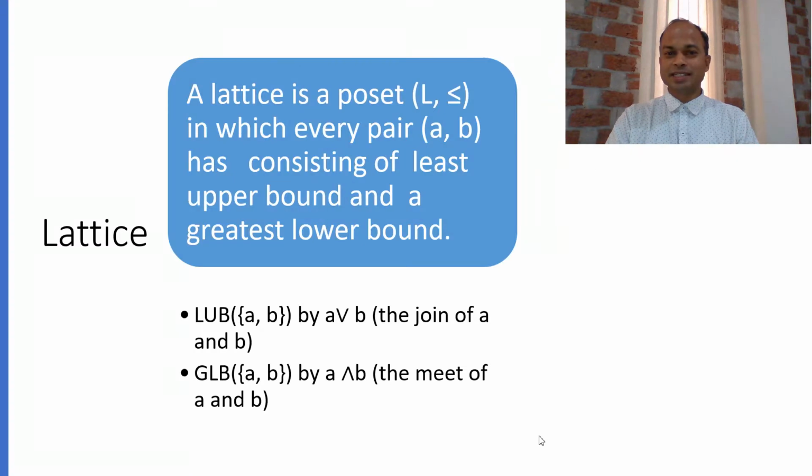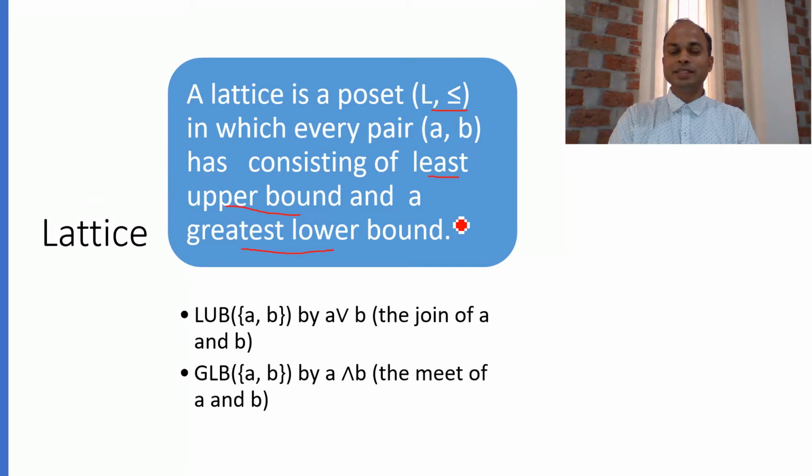So what is a lattice? First of all, we are discussing this concept. After it, we will focus on the classification part. A lattice is basically a set L with the relation less than or equal to. We have to find every pair of this set L, and every pair should have a least upper bound and a greatest lower bound. Then we can say that this L is a lattice.